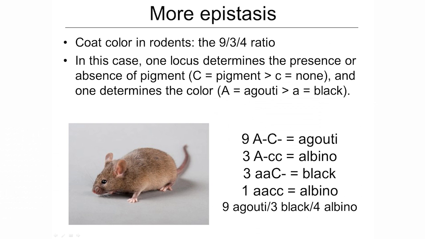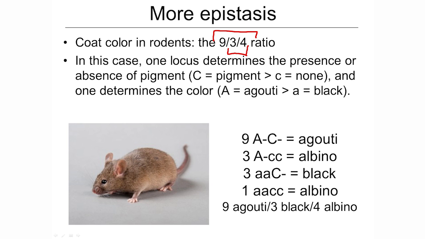So let's take a look at some other examples, and really, if you understand the first one, the rest of these I think are not going to be so bad. So coat color in rodents. We're going away from the plants and getting into animals. So here's a 9-to-3-to-4 ratio. Now, if you're astute, and I know you guys are, you can see right off the bat that 9-to-3-to-4 is sort of taking the 9-to-7 and breaking it out a little bit more, right? It still always adds up to 16.